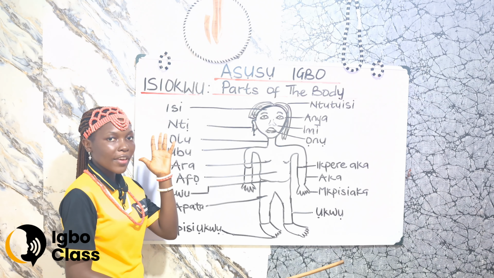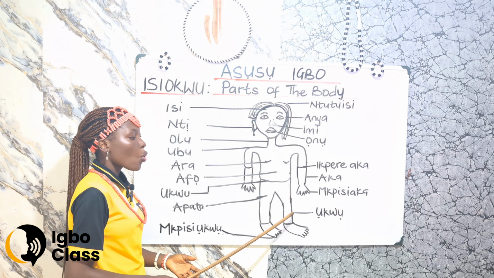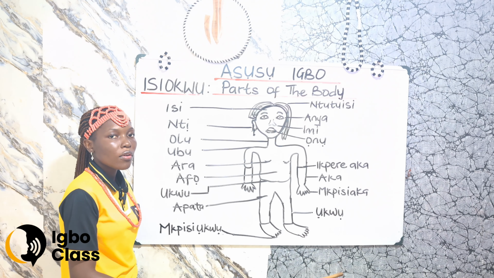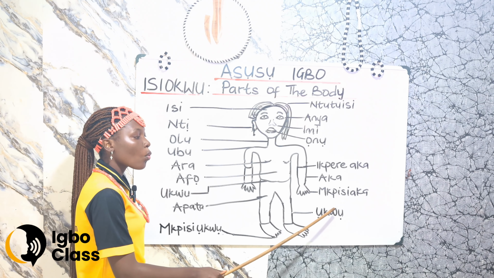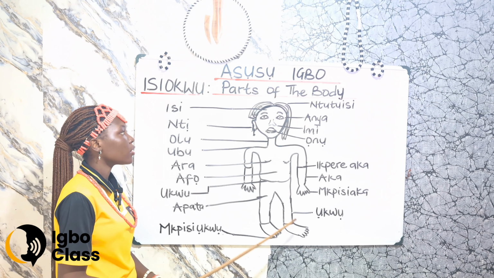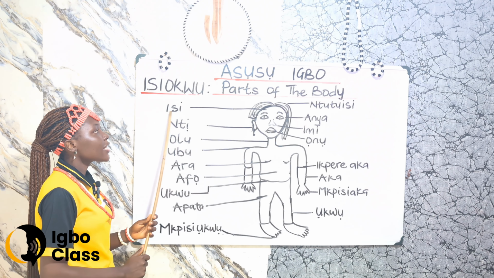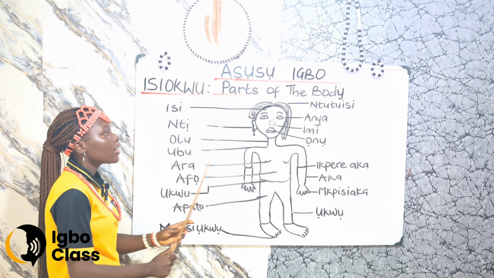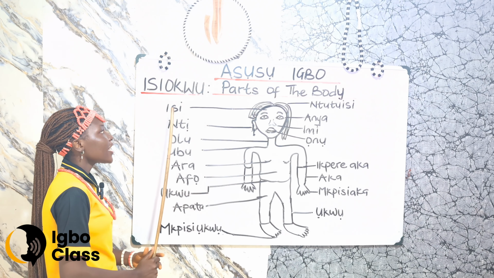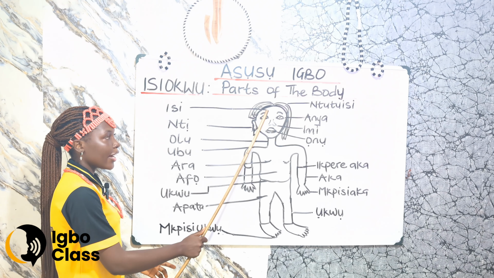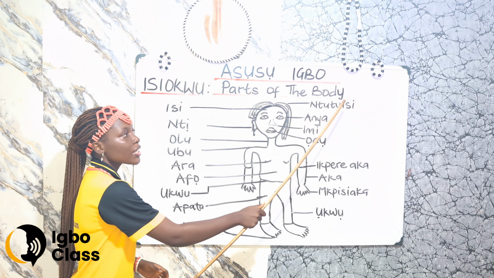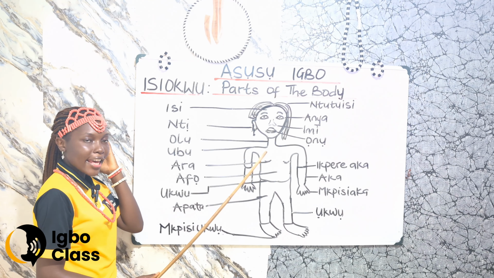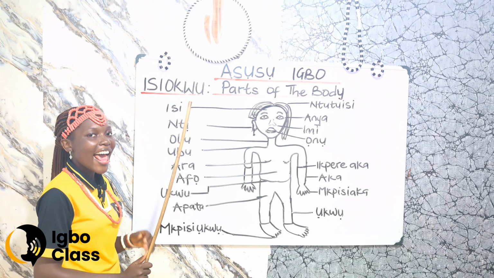We have ụkwụ, leg. Isi for the head. Isi, head. Just like ntutu isi, the hair. Ntutu isi, hair. Isi, head.